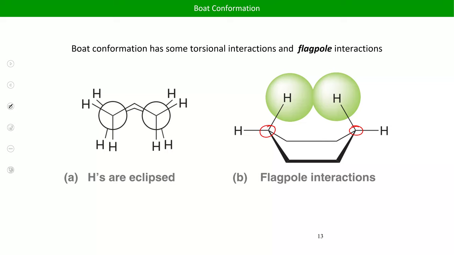But you can see how if I took this and I put the footrest down, so to speak, then all of a sudden that disappears. So for two reasons, both the torsional strain that we get and the steric interactions, those flagpole interactions, both point towards the chair being more stable.